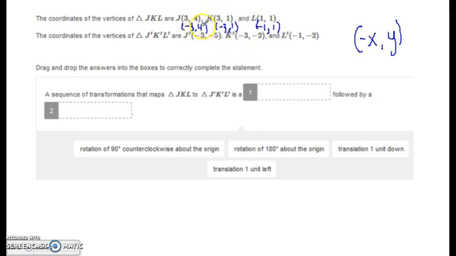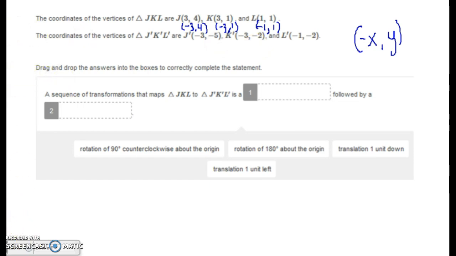And then let me look at my y values. My y values went from 4 to -5. So that went down 9. Here it went from 1 to -2. So that only went down 3. Okay, so I really don't have any way to make that work. So that was an incorrect guess, and I'm going to try again.